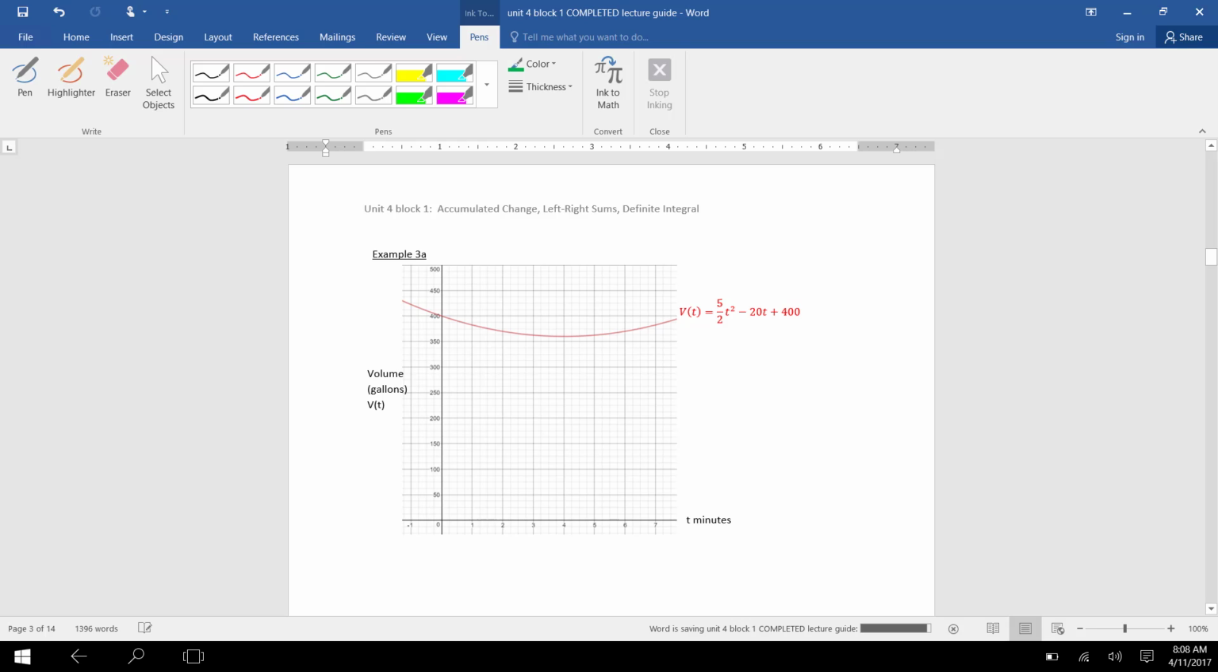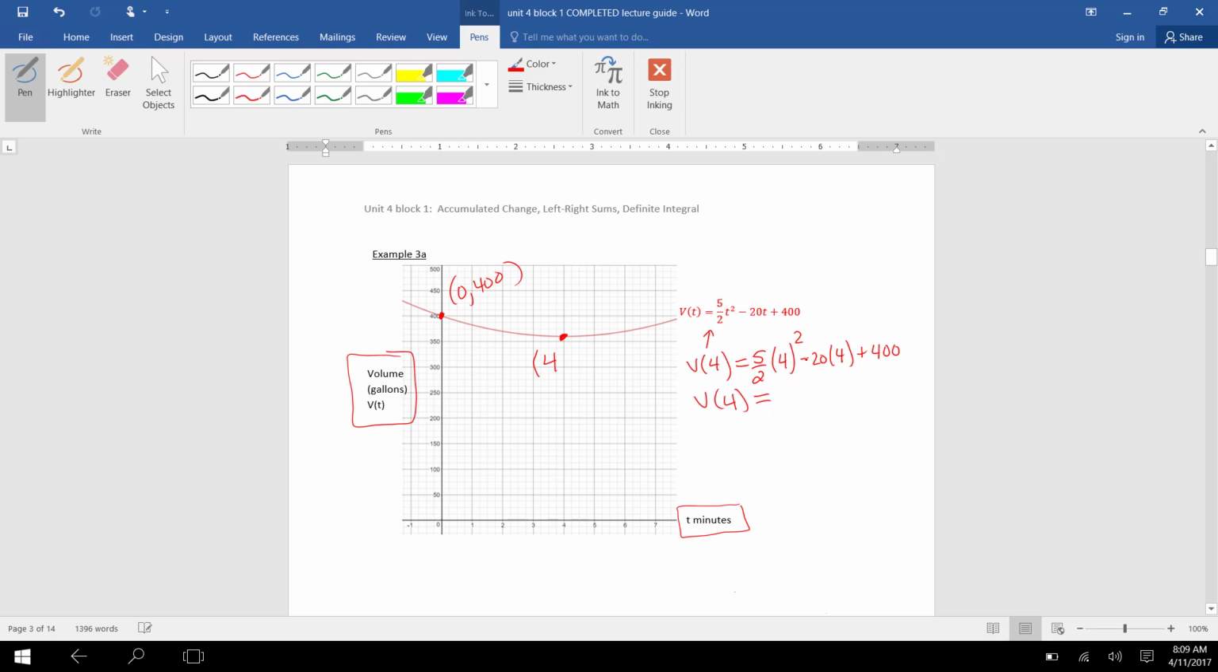So here on the next page, example 3a, we have a volume function. V of t equals 5/2 t squared minus 20t plus 400. Notice in this function, we're plugging in t minutes, and it actually outputs the volume of water in that tank in gallons. So for example, 0, 400 says at minute 0, there's 400 gallons in the tank. If you go over here to 4 and plug 4 into the given function, you're going to get V of 4 equals 360.